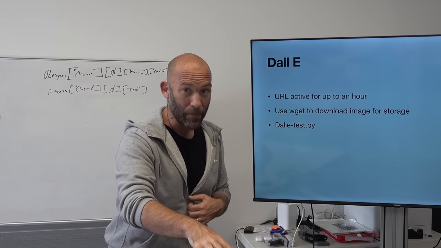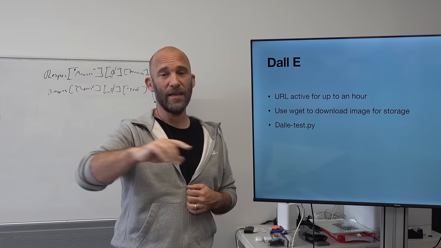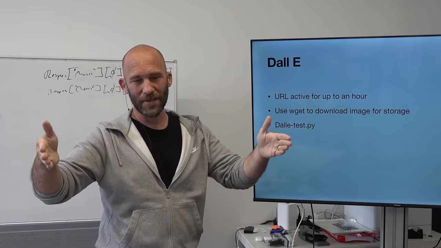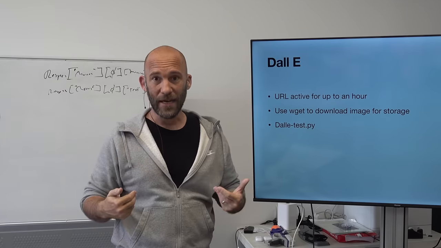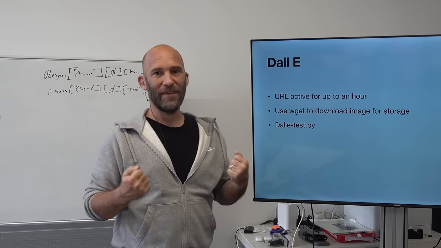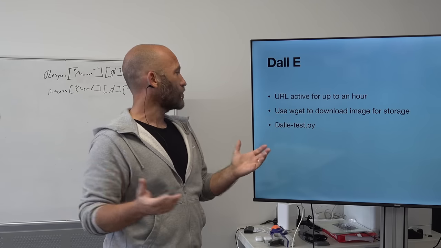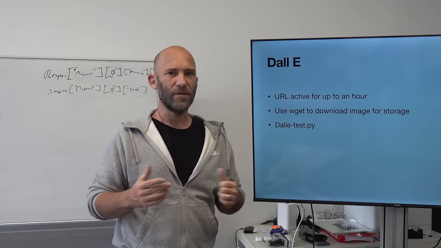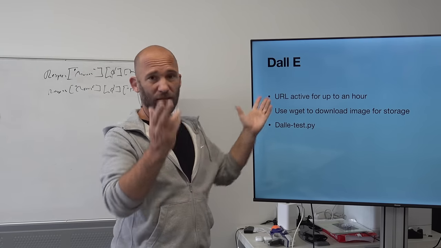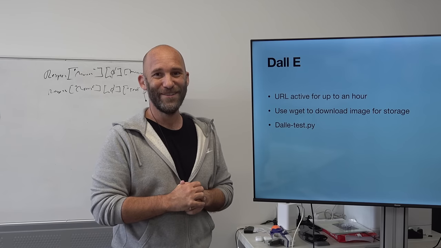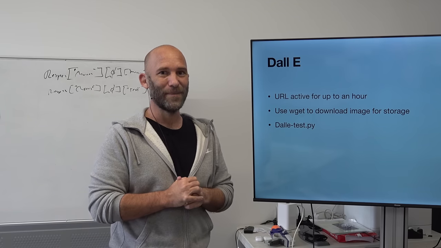So if you're creating an application and you do an IMG SRC, so basically you're just embedding an image into your website, make sure you use wget or something to download that image so that the image doesn't go poof after about an hour. I think that's one of the important things to be thinking about when you're using DALL-E. Past that, let me show you the code and I'll show you the very, very creepy responses.